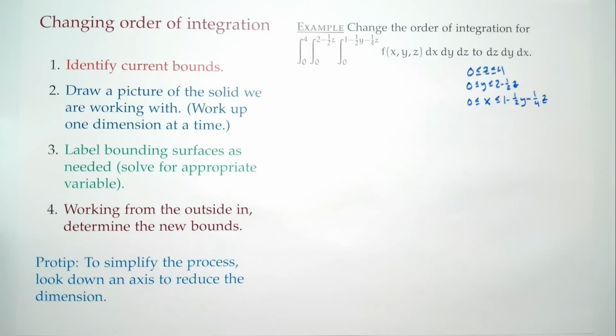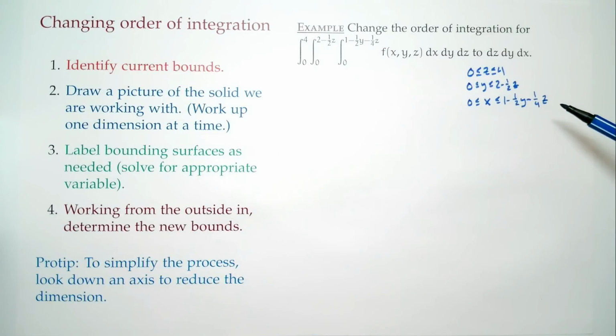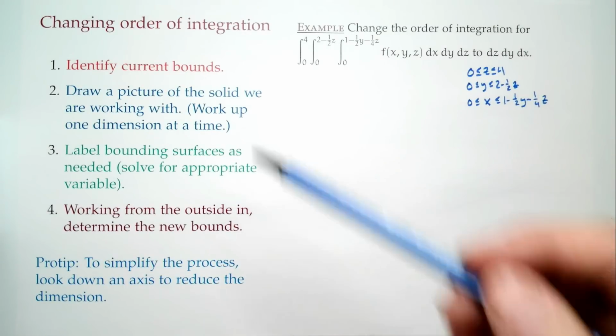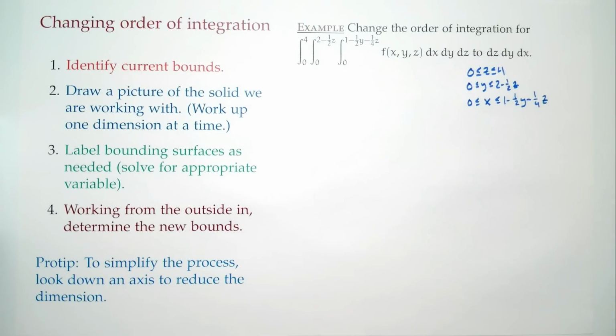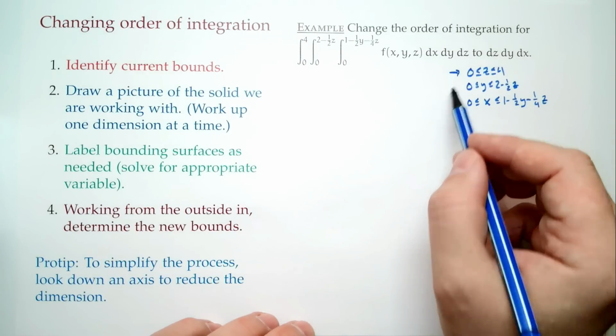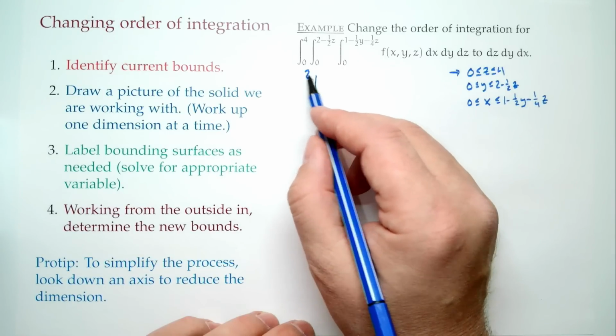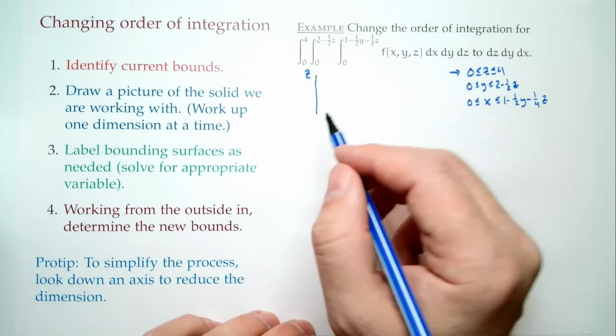Now, suppose we wanted to draw this. So this is essentially step 1. We've identified the bounds. There they are. Step 2 says draw a picture of the solid. And this says work up 1 dimension at a time. So let's just start in the first case. We start with z. So here's z. I like to think about it straight up and down. Where does z go from?